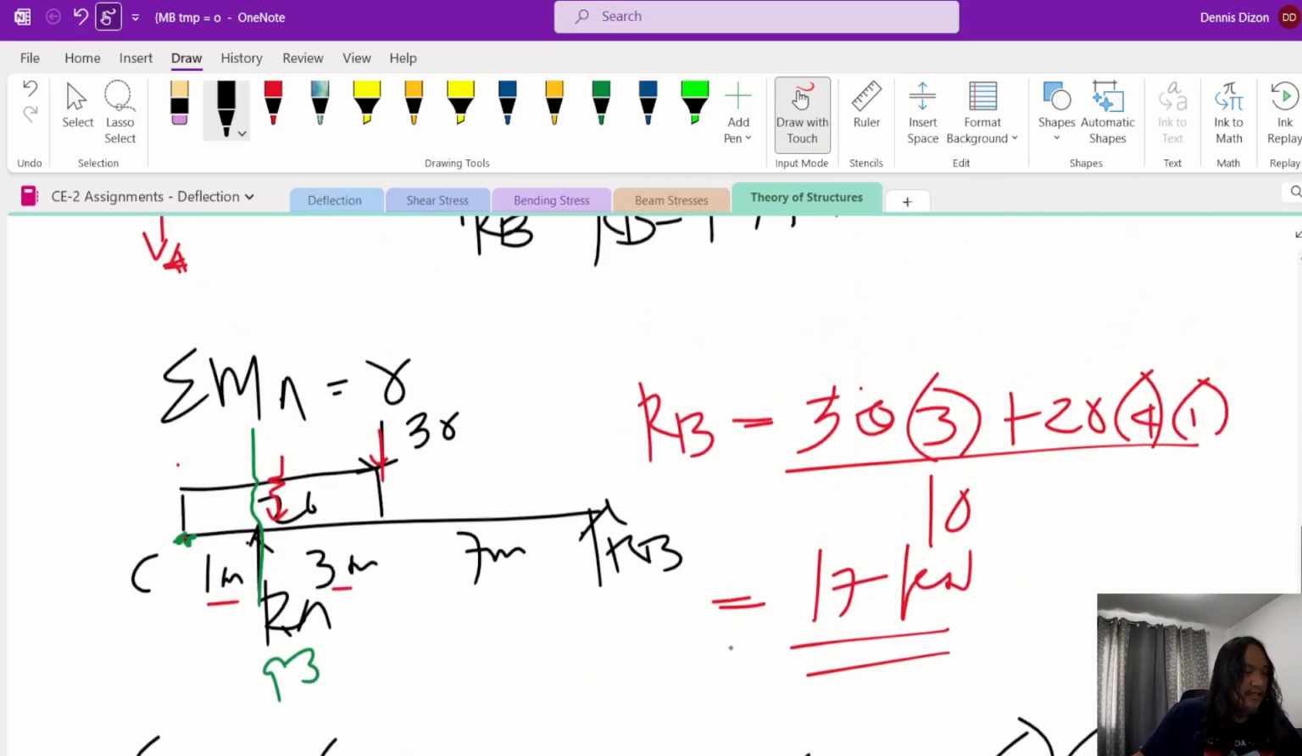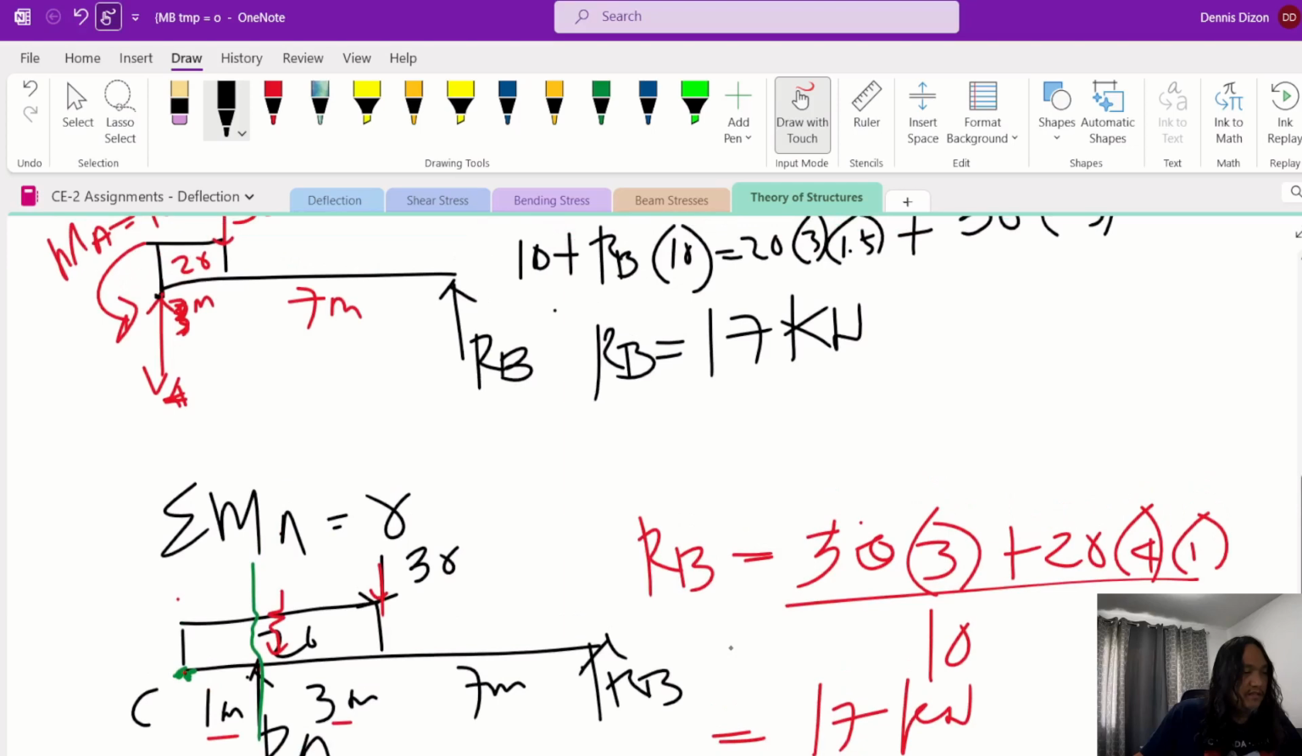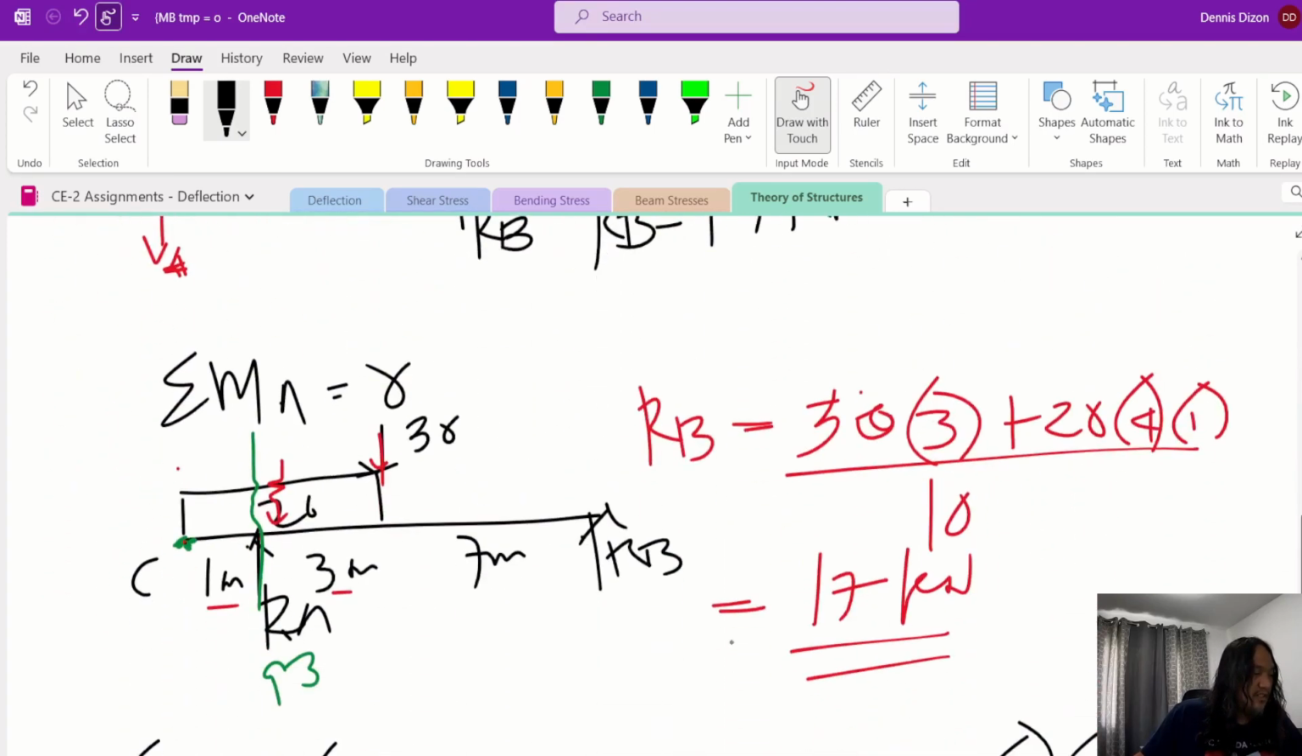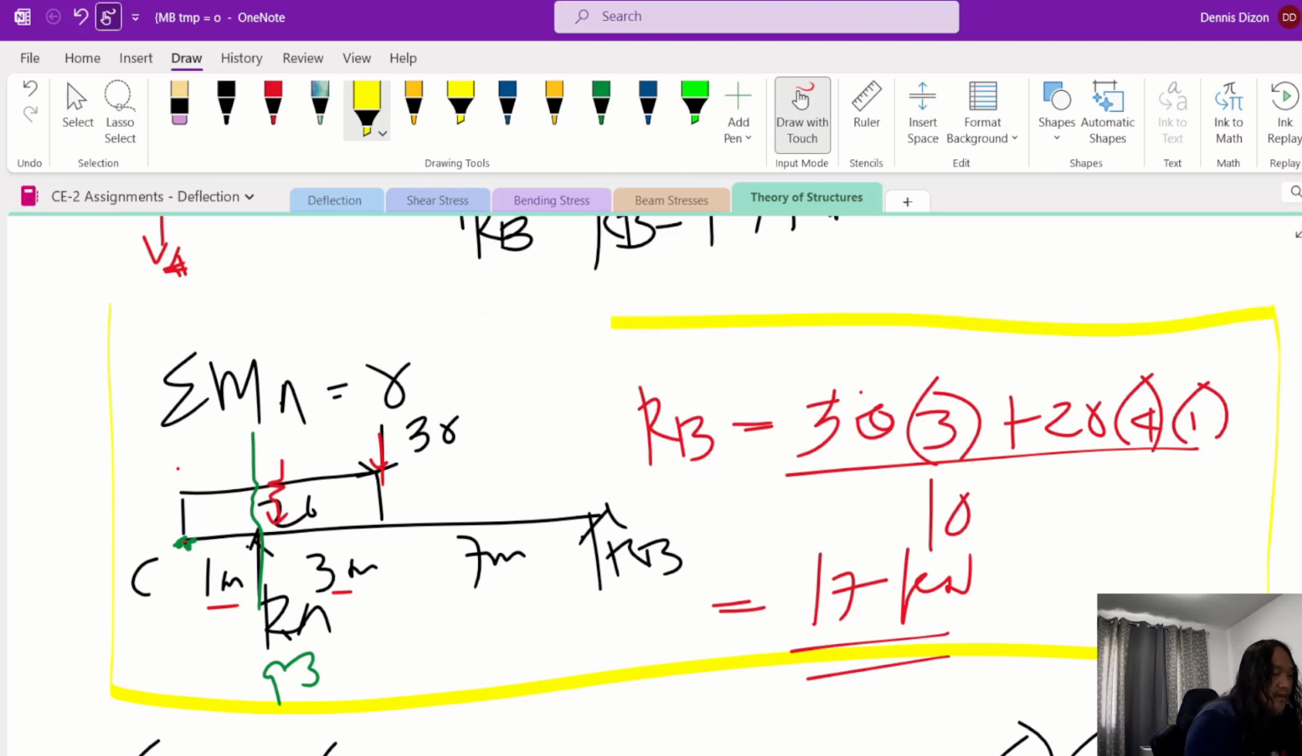So I think at the university or at the school, the most common solution that was taught was to calculate the summation of moments at A equal to 0, considering the total load. Even when I was still at the university, this is the solution that was taught to us by our professor. This one.